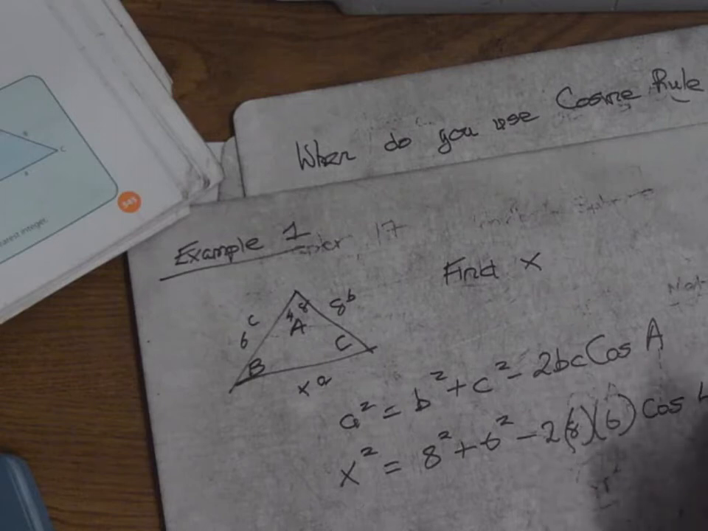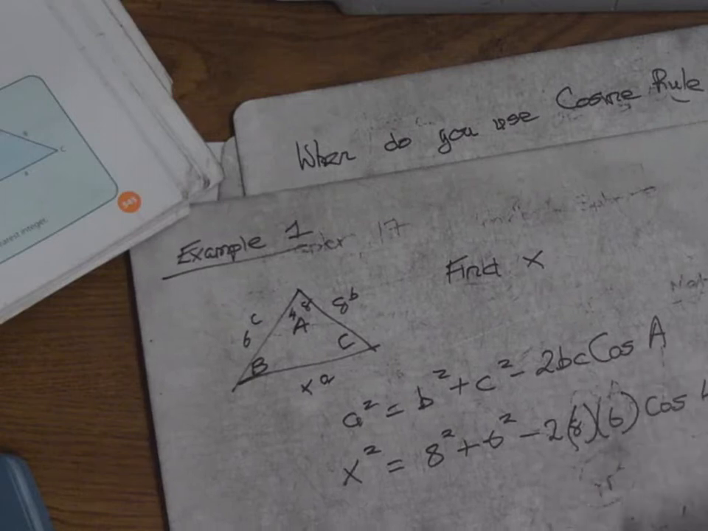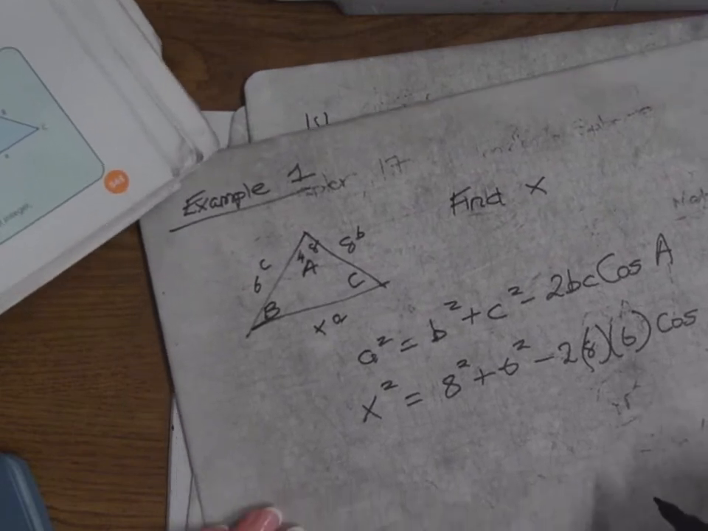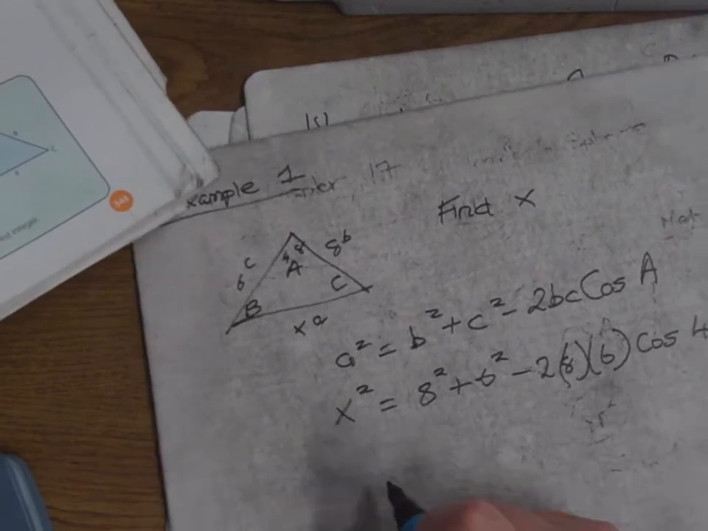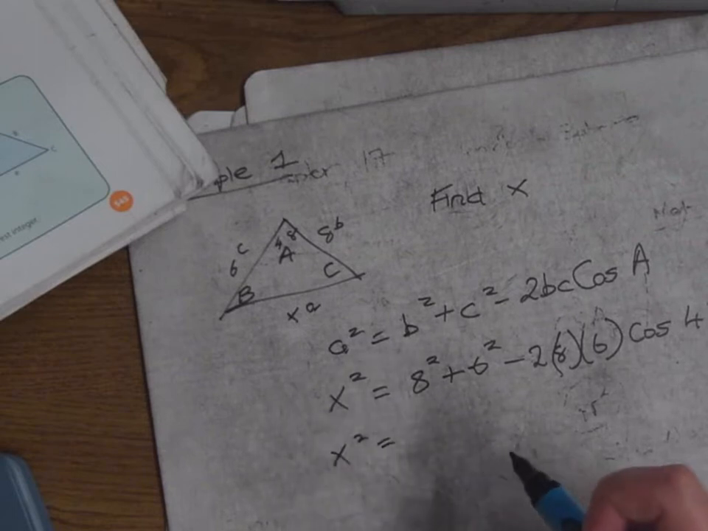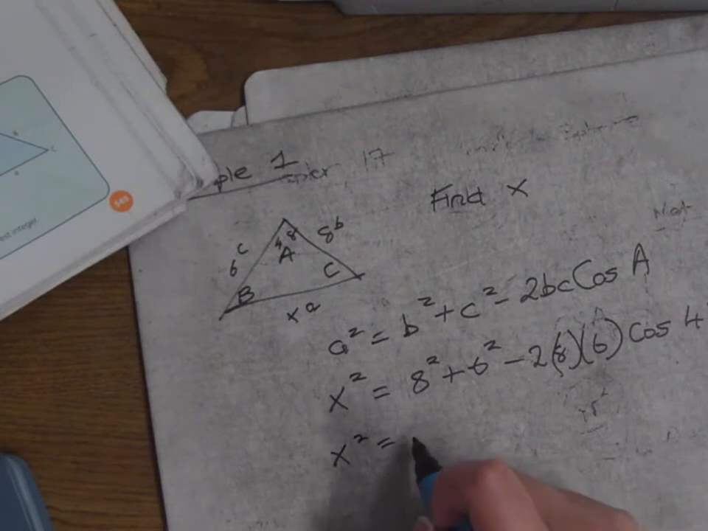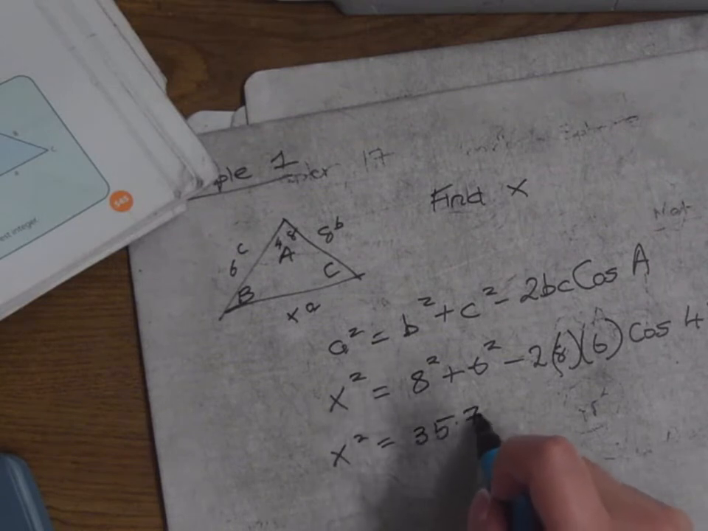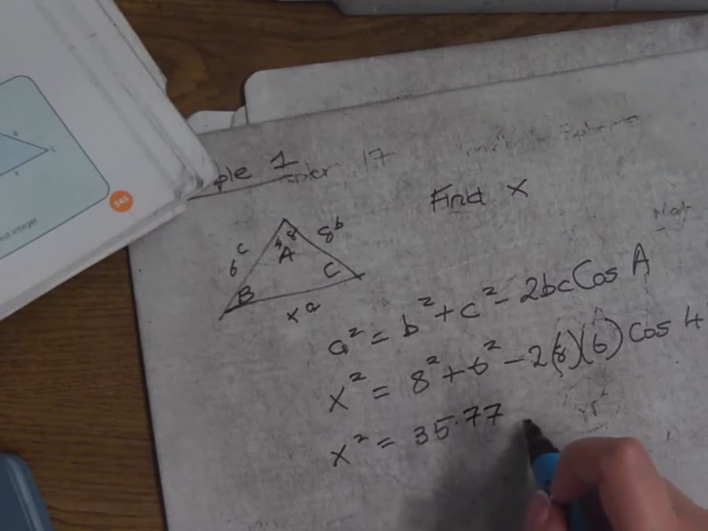Okay, into the calculator with that and write it exactly as you see it, and press equals. And when you do that, you will get 35.77 dot dot dot, as in there's a big long decimal there.